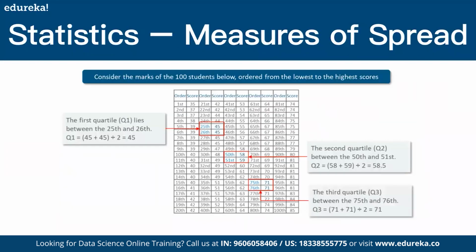So here, first quartile is 45 plus 45 divided by 2, which is 45. Second quartile is 58 plus 59. Third quartile is 71 plus 71 divided by 2. So it is generally used in competitive exams.